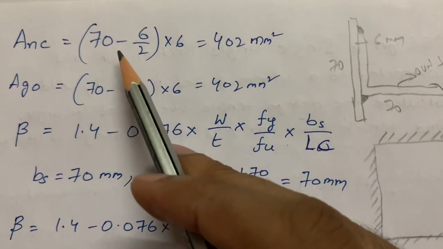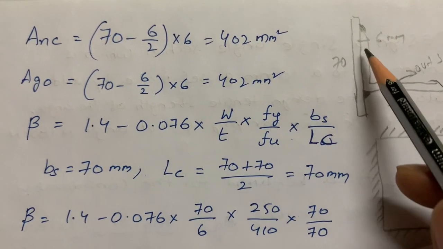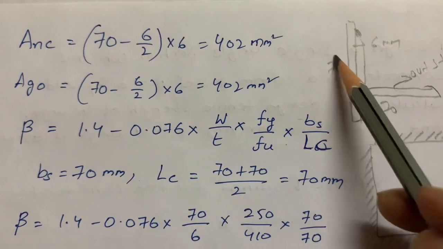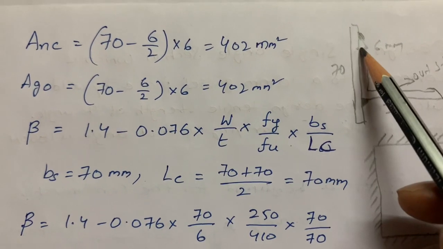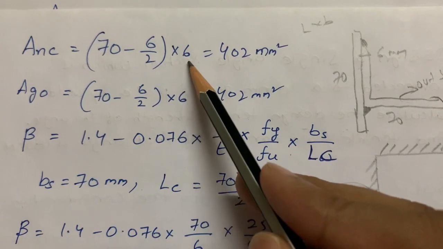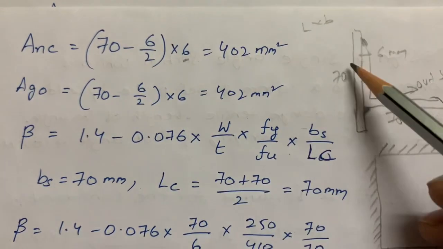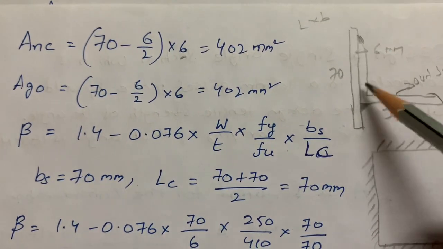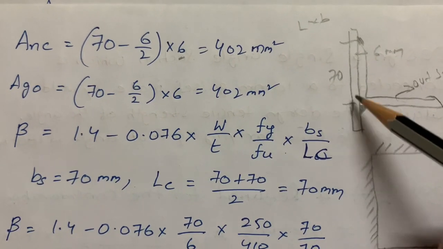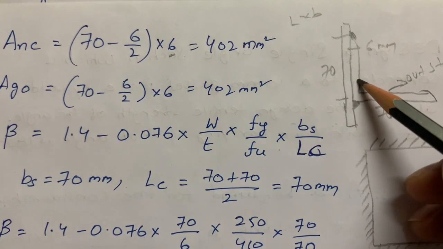Here 70 by 70 means this is an equal angle, not an unequal angle. This one is 70 and this one is 70, so both are equal. For the connected leg Anc, I am going to calculate the area. The area of this connected leg is L into B, where B is the thickness. But for the length L, from here to here the length will vary. The total length is 70, but the angle section is like that.